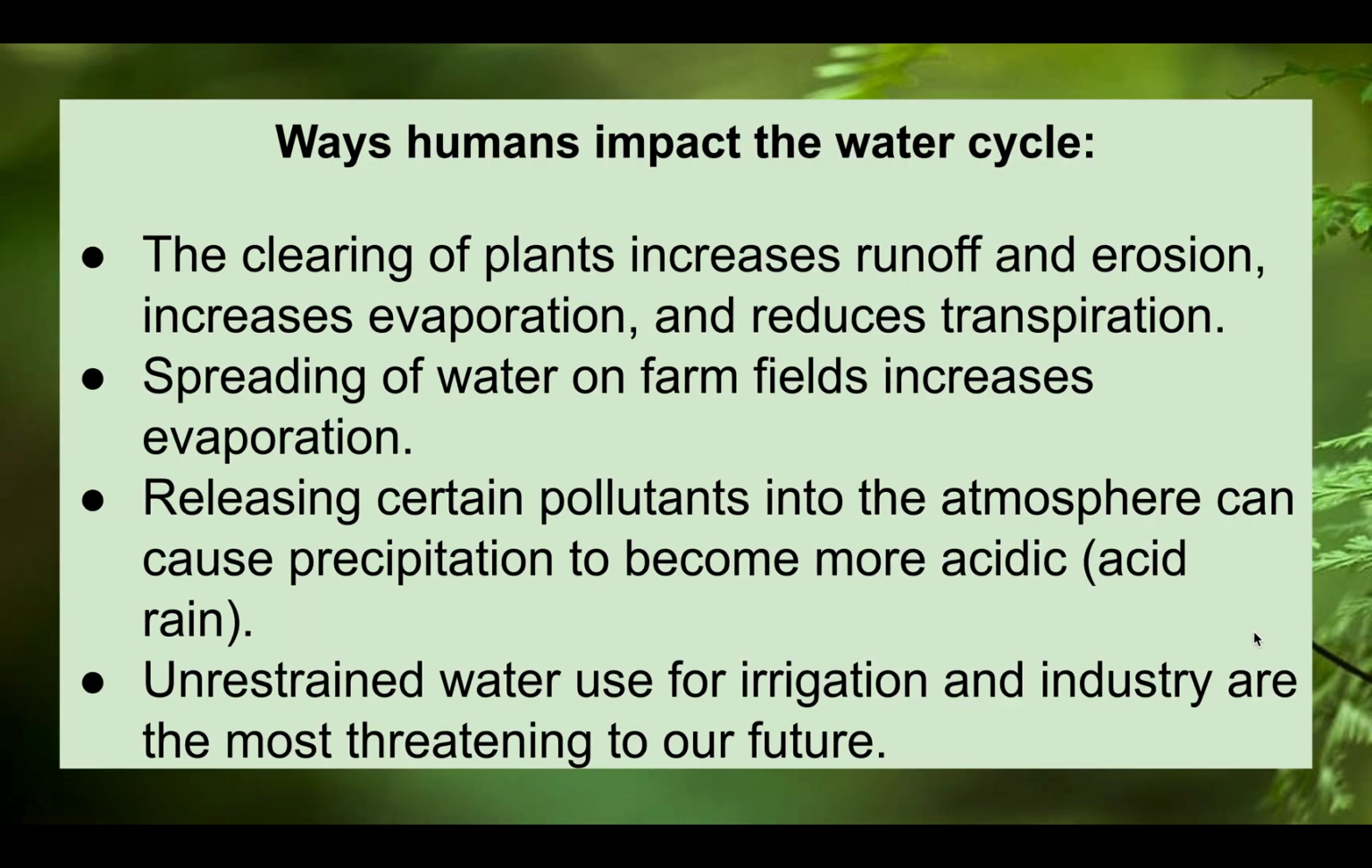The ways that humans impact the water cycle are: the clearing of plants increases runoff and erosion. It increases evaporation and reduces transpiration. Spreading of water on farm fields increases evaporation. Releasing certain pollutants into the atmosphere can cause precipitation to become more acidic, like acid rain. And unrestrained water use for irrigation and industry is the most threatening to our future.